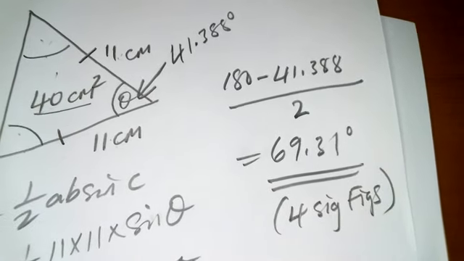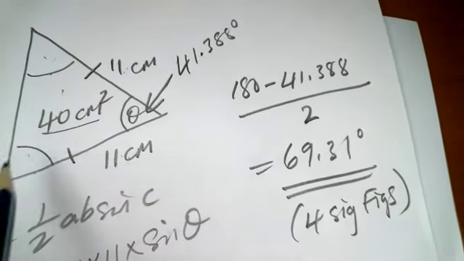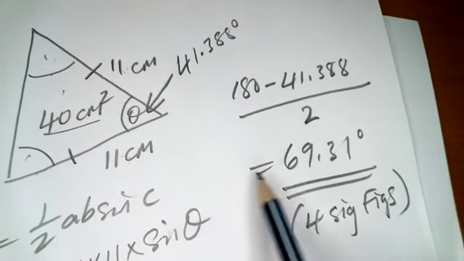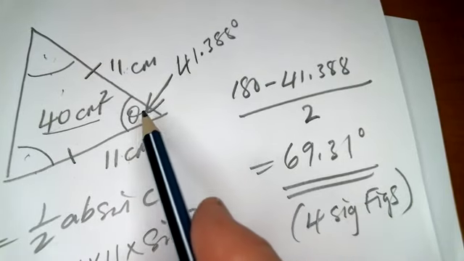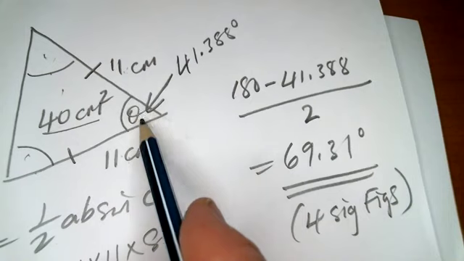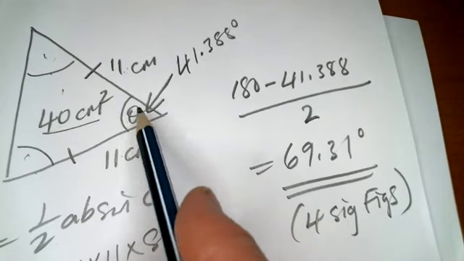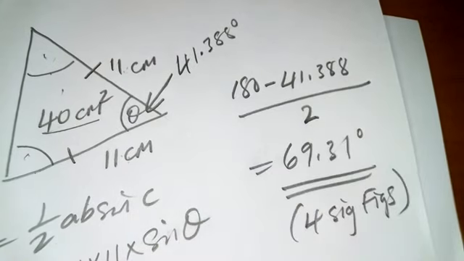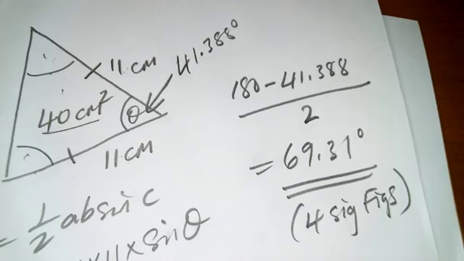Here I've put 4 significant figures, or 4SF would be a good way of saying it. So the two base angles, this one and this one, are going to be 69.31, and the angle at the apex, the pinnacle, the top angle, when we turn this triangle around, is going to be 41.388. Okay, if it doesn't make sense, get back to me. I need to hear from you folks.